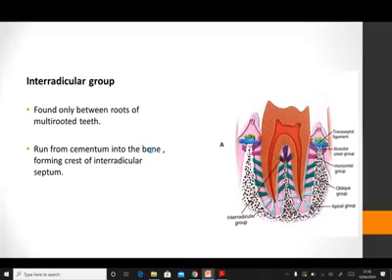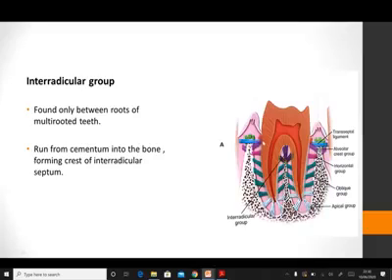The principal fiber system of the periodontal ligament basically makes the major fiber system of the periodontal ligament, and it consists of bundles of collagen fibers. The bundles of collagen fibers form the principal fibers, and we have 5 groups of fiber system: the alveolar crest group, the oblique group, the horizontal group, the apical group, and the interradicular group.